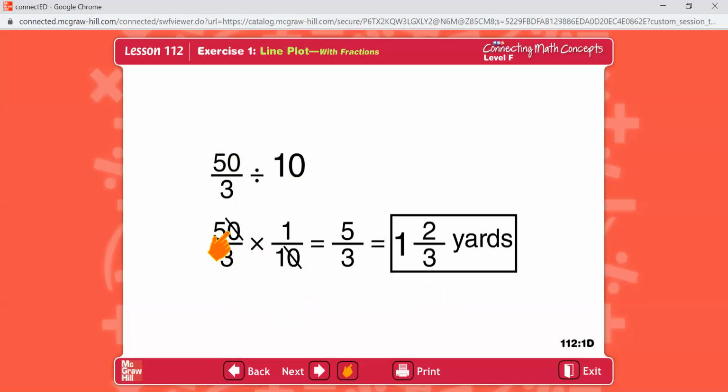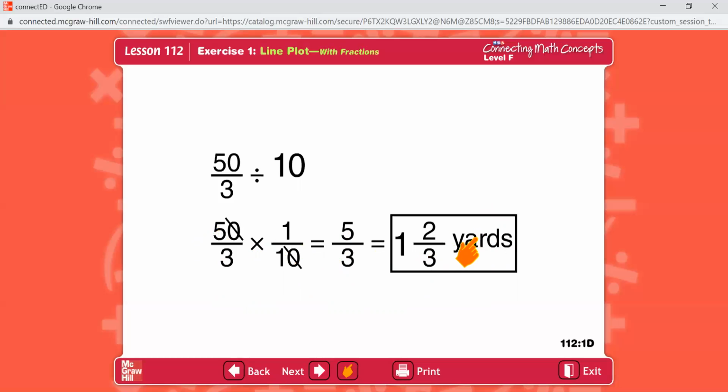These can both be divided by 10. 50 divided by 10 is 5. 10 divided by 10 is 1. Multiplying straight across, you get 5/3. 5 goes into 3 one time with 2 left over. Denominator stays the same. Don't forget your units. So 5/3 equals 1 2/3 yards.